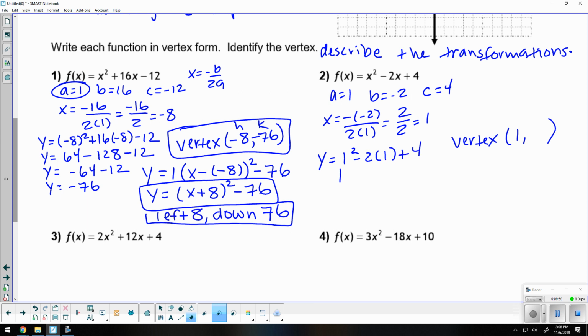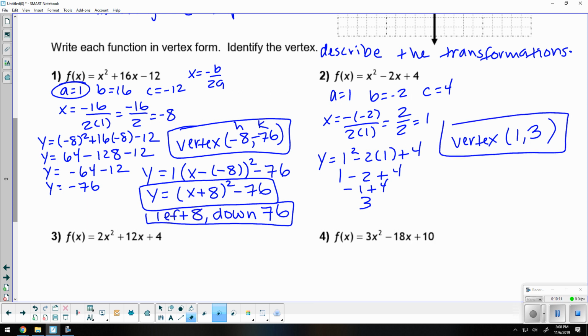So 1 minus 2 plus 4, -1 plus 4, jumping ahead of myself here. Negative 1 plus 4 is just going to give you 3. So the y-coordinate comes out to be 3. Okay, so we got the vertex. Now write this in vertex form.